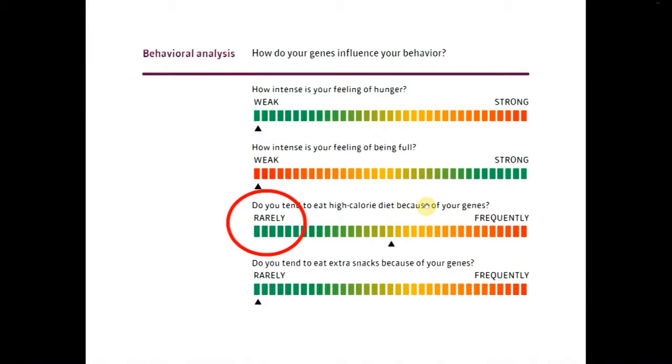If you're down here in the green area, it means your body does not entice you to eat more calories. Here you are manipulated by your genes to eat more calories, so you should be aware of it. Make sure that the things that you eat are also low calorie, and look at the kind of things that you eat. And then the last question, do you tend to eat extra snacks because of your genes?